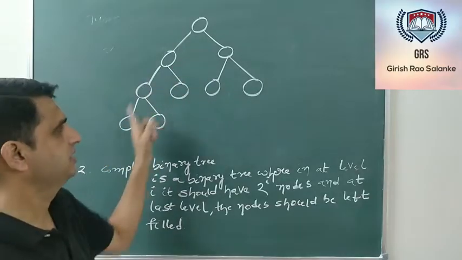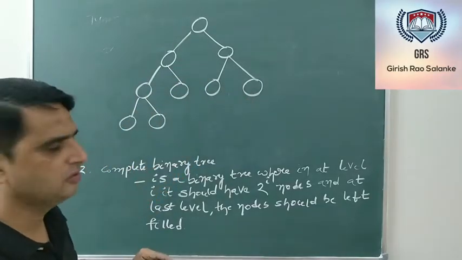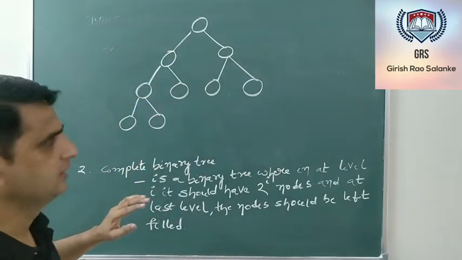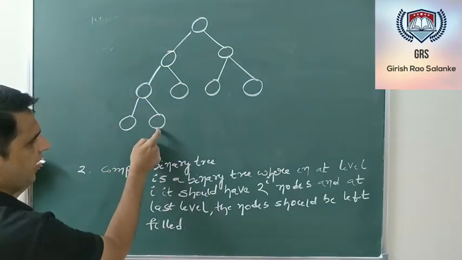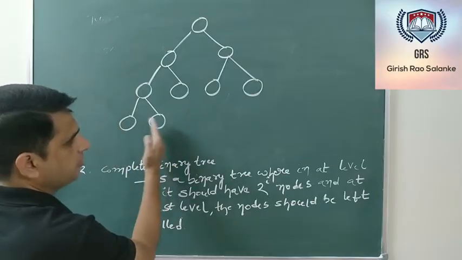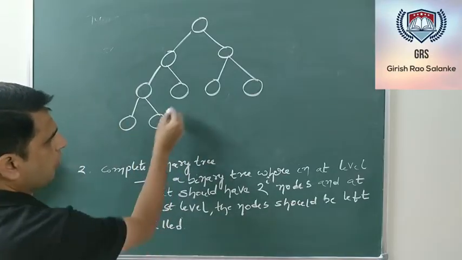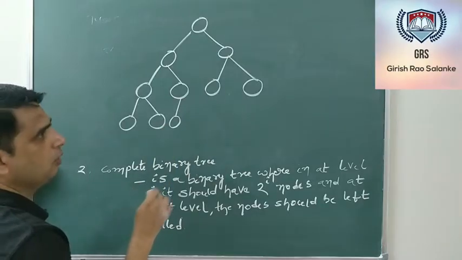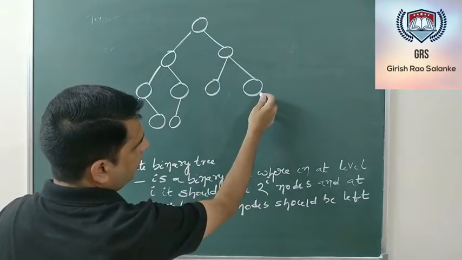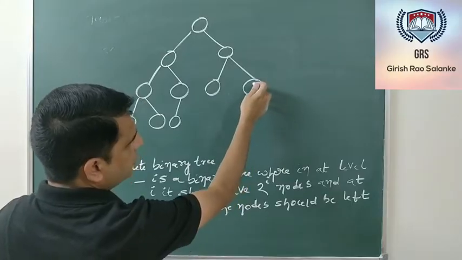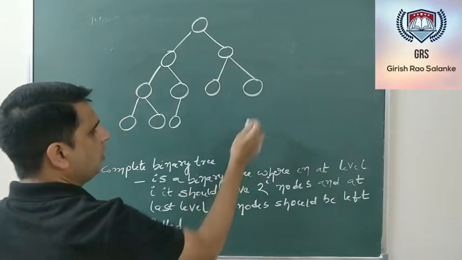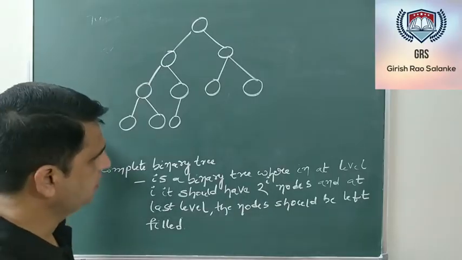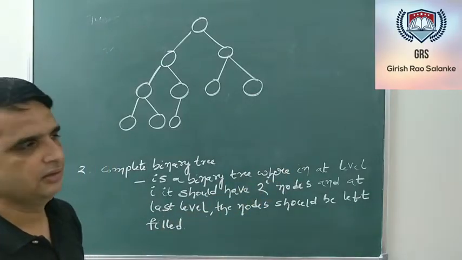Don't worry about the information that is stored in each of these nodes. Note that the structure of a complete binary tree should be something like this. So these 2 nodes in the last level should be left filled. It should be filled from the left side. Now if I need to have one more node, I need to have it as the left child of this particular node. Now, if I add one more node as a right child to this node here, then note that it is not a complete binary tree, because at the last level the nodes should be filled from the left side.